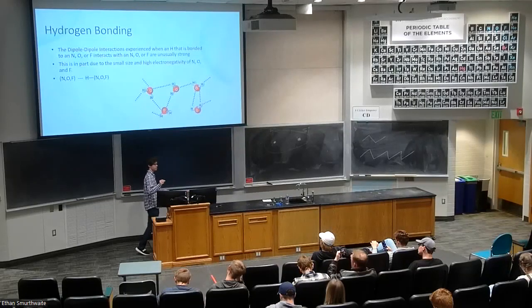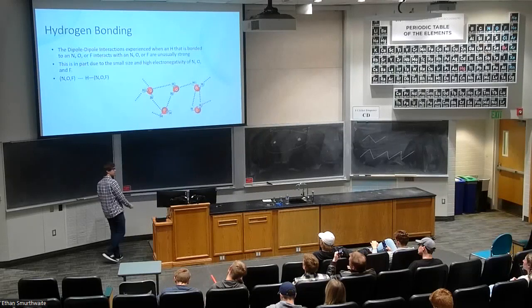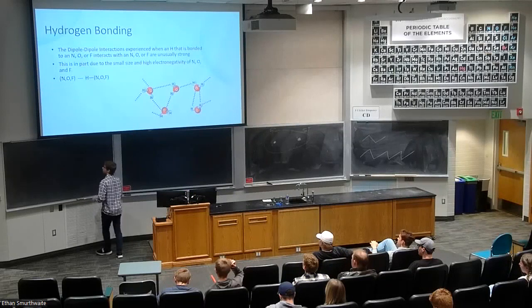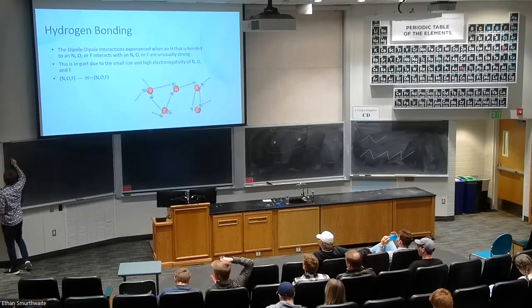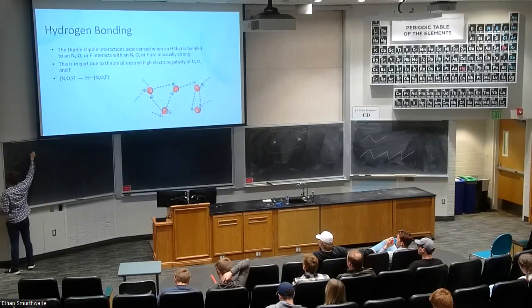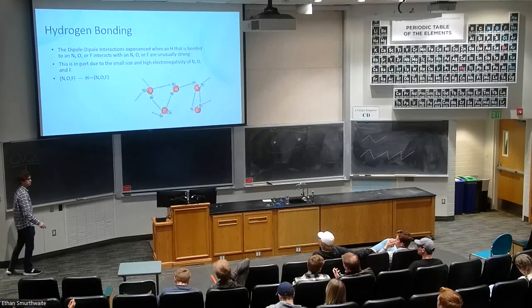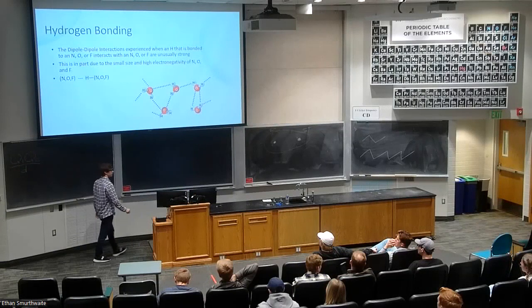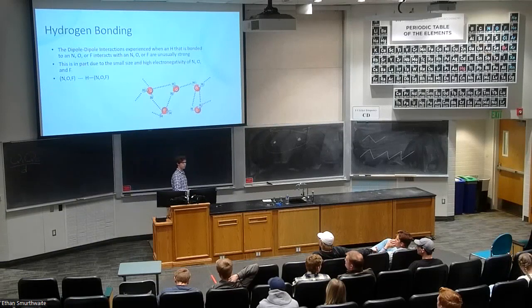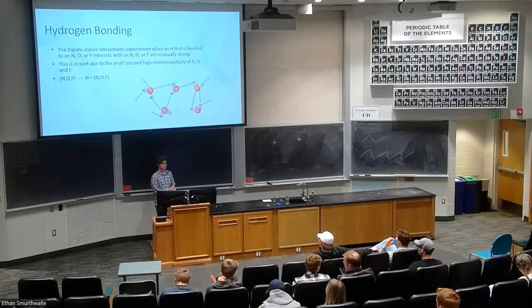This is because of the small size and high electronegativity of N, O, and F, right? Coulomb's law, which I'm going to write up on the board just so that we have it: charge 1 times charge 2 over the distance between the two things. Okay. And because N, O, and F are really, really small, but they have big electronegativity, they end up having more polar bonds. So the force is bigger. Okay. Any questions about that? Yeah.